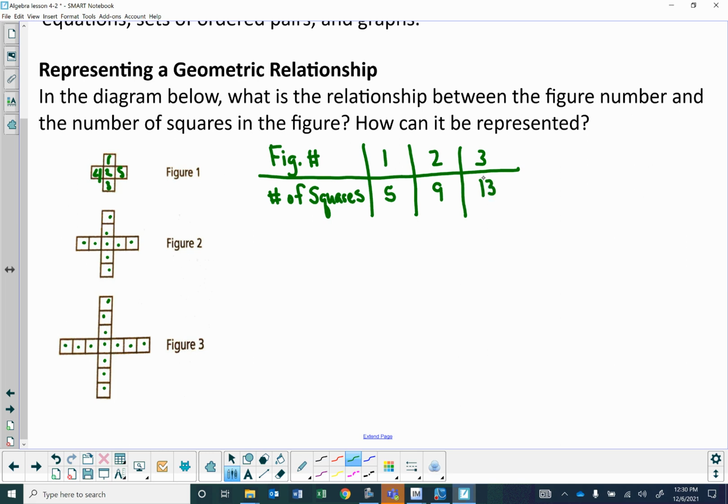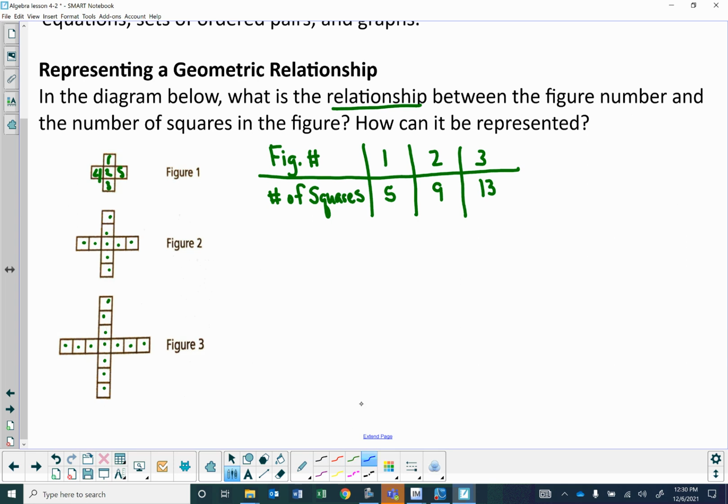So we've shown a table, but we want to know what relationship. The table shows us the numbers, but it's not really good at showing us the relationship. Okay, like I said before, we can think of these things as being like x and y.